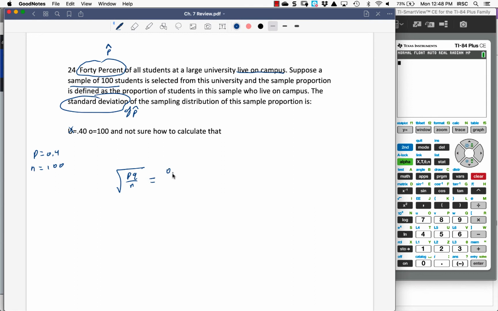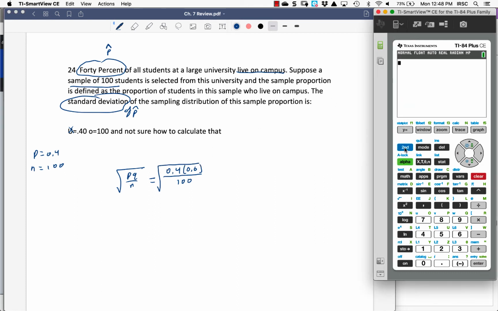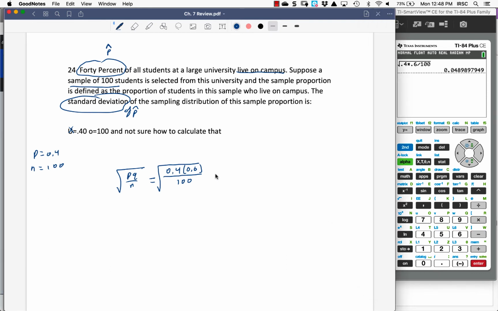So this would be 0.4, and q, of course, is the complement of p, so that would be 0.6. N is 100, and it's the square root of all that. So going to our calculator, we'd get our square root function, 0.4 times 0.6 divided by 100. And it looks like approximately 0.049. That's about what we would get. That looks like a good answer to me. Round it to whatever you need.